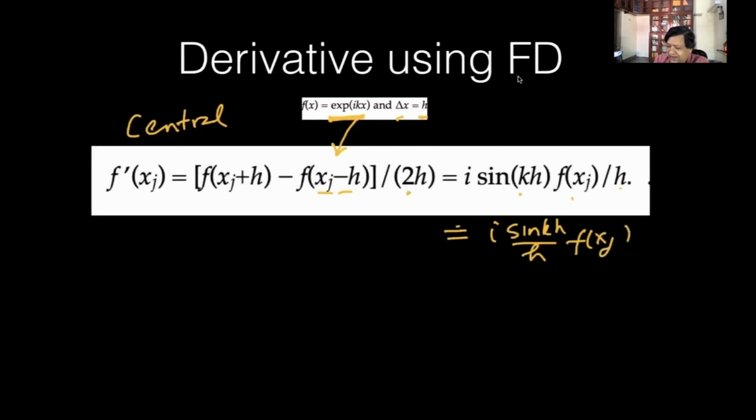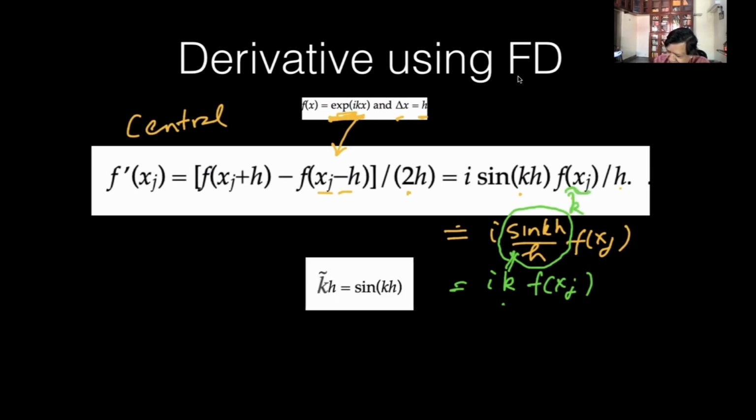Now, what is the exact derivative of this function? The exact derivative is i k f(xj). The difference between finite difference and exact is obvious, right? There's a difference. We can get to k when h goes to small. So this coefficient will tend towards k for small h. And this factor is called k tilde. So k tilde times h is sin(kh).